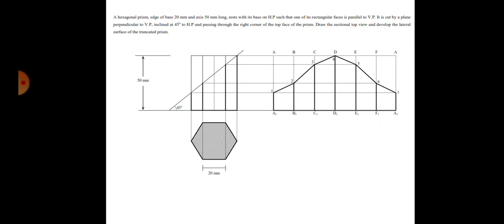So we have to draw the development of this. When you draw the development of this one, it's a hexagon of side 20. When you unfold that hexagon, you will get 20, 20, 20, 20, 20, 20, six times. So the total length will be how much? 120. Right, 20, 40, 60, 80, 100, 120. And the height is 50. So directly, the height is 50.